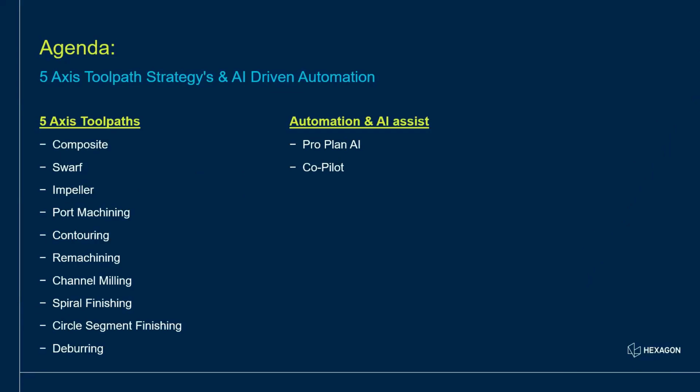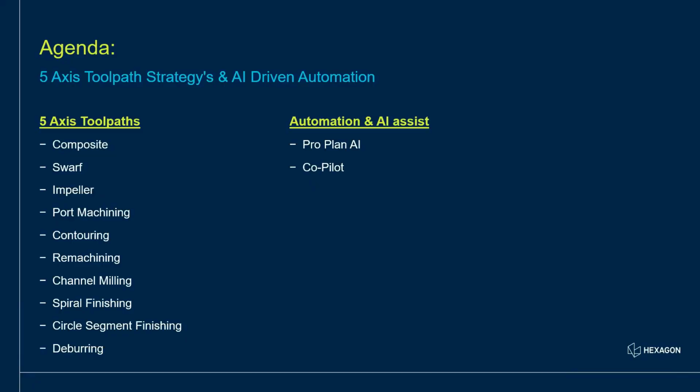Let's see the toolpath strategies which are available, like composite, swath, impeller, port machining, contouring, remachining, channel milling, spiral finishing, circle segment finishing, and deburring. We have a lot of options inside this. With respect to the particular machining strategy or application, we can directly pick that option inside the ESPRIT EDGE software and start creating the toolpath. These are all ready-made solutions available inside ESPRIT EDGE.